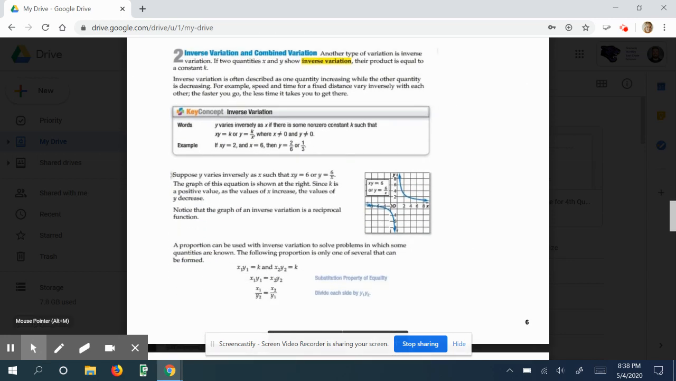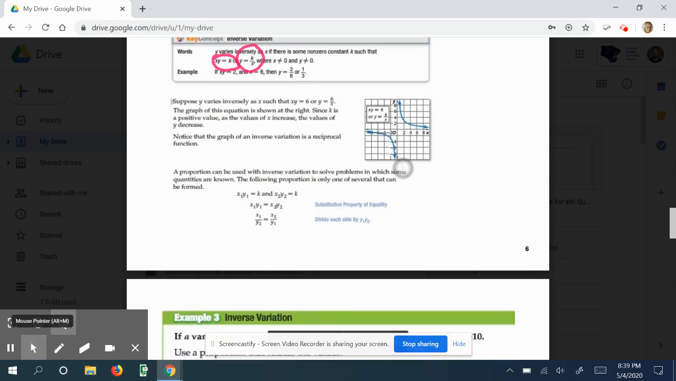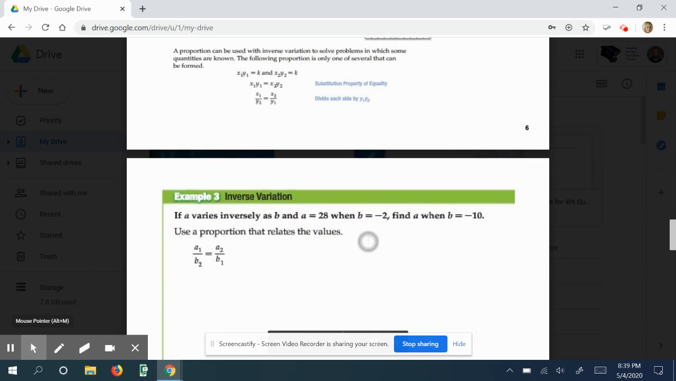Now, another one we have is something called inverse variation. And there's lots of applications of inverse variation, and some of them you've seen before in science especially. But inverse variation looks like this. It says you can either say xy equals some constant k, or you can say y is equal to k over x. And like I said, there's lots of different examples and applications in the real world of inverse variation.